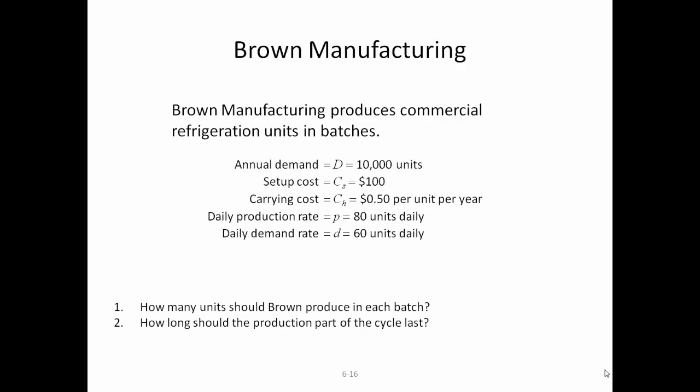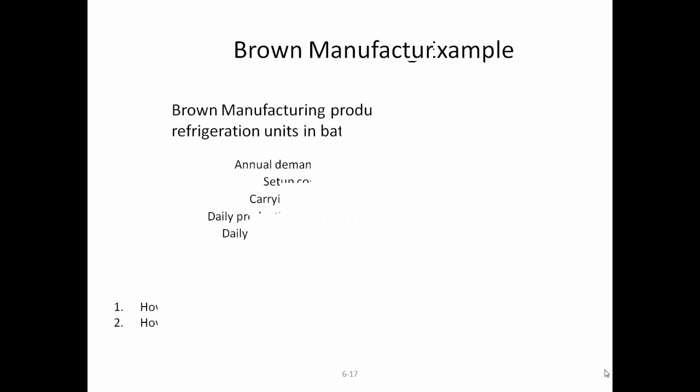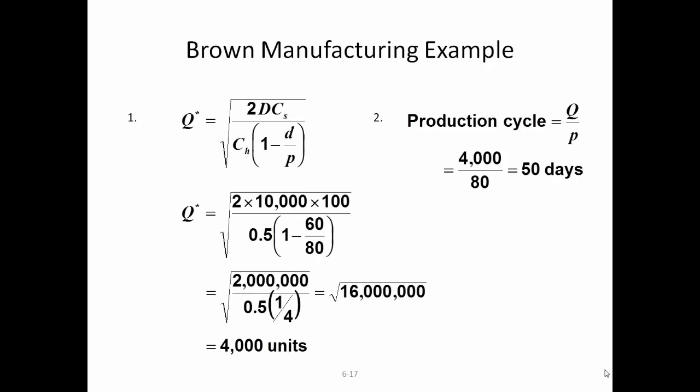An example: we have Brown Manufacturing Company, and in this example, we're given our annual demand, our setup costs, our carrying costs, our daily production rate, and our daily demand rate. So the question becomes, how many units should Brown produce in each batch, and how long should the production part of the cycle last? So we have our equations, and we simply put our values into our equation, and we do the math, and we find the answer to our two questions: they should produce 4,000 units and the production cycle is 50 days.